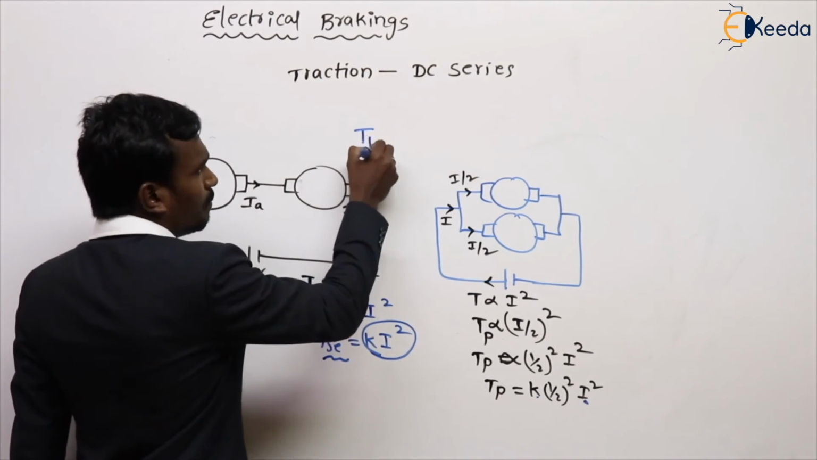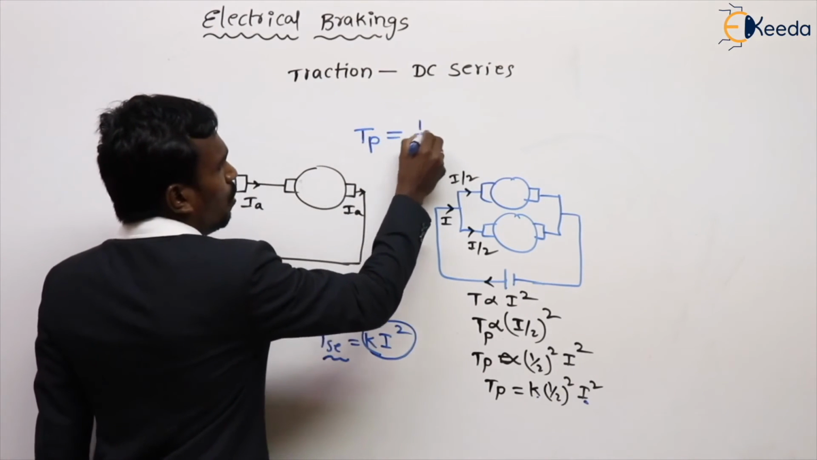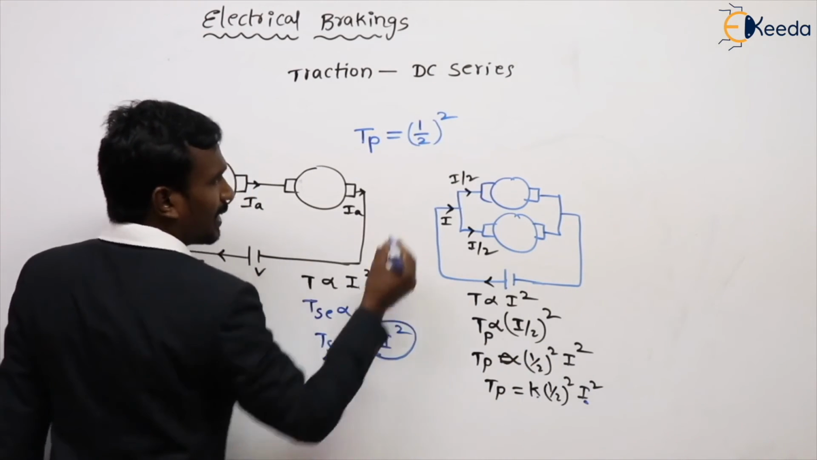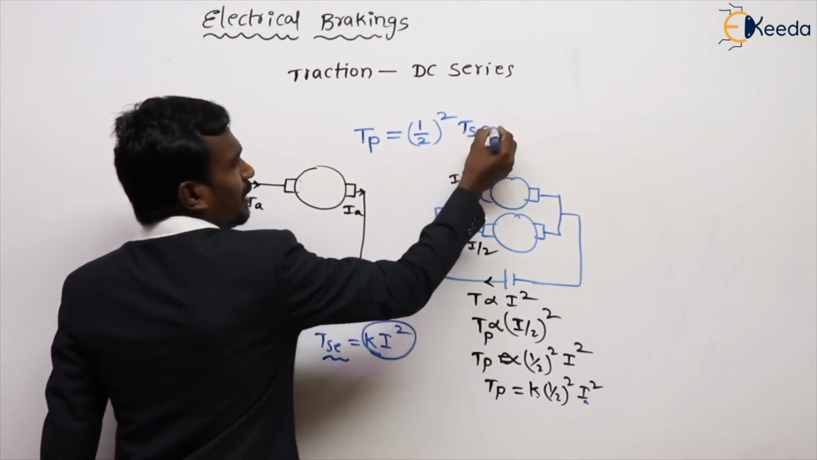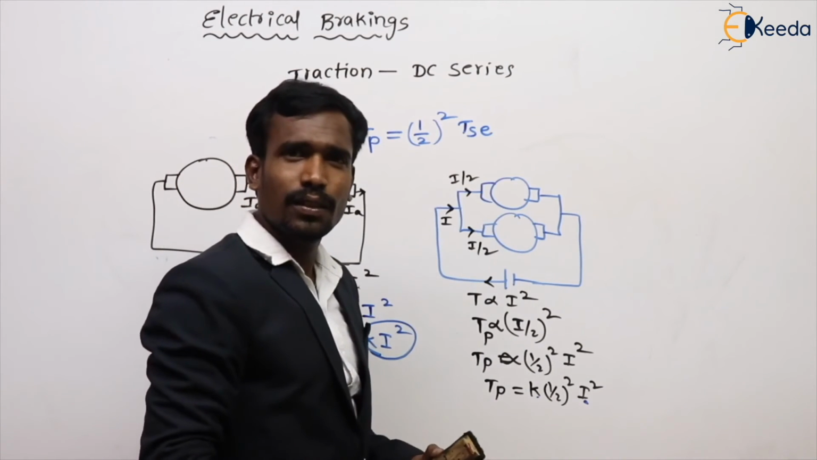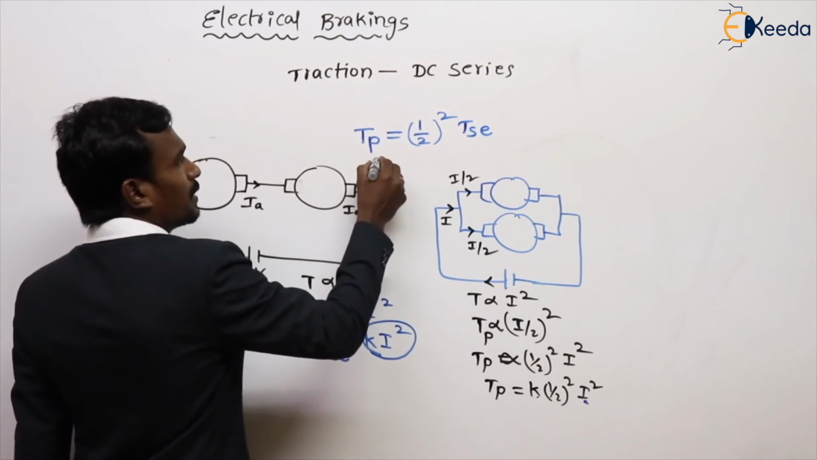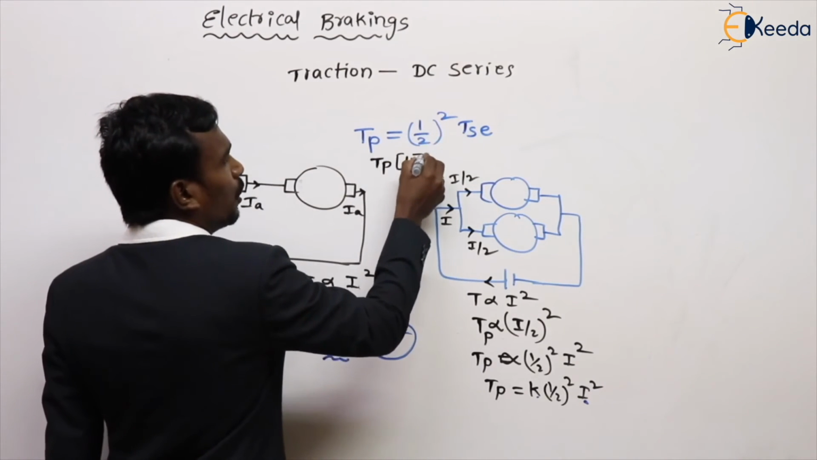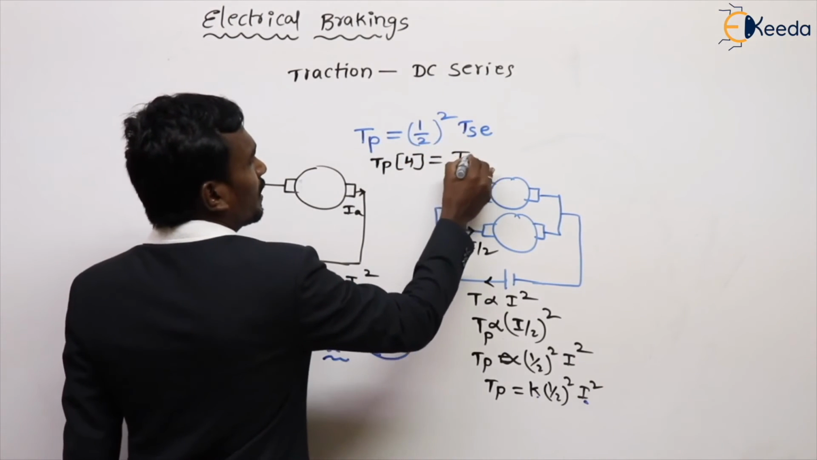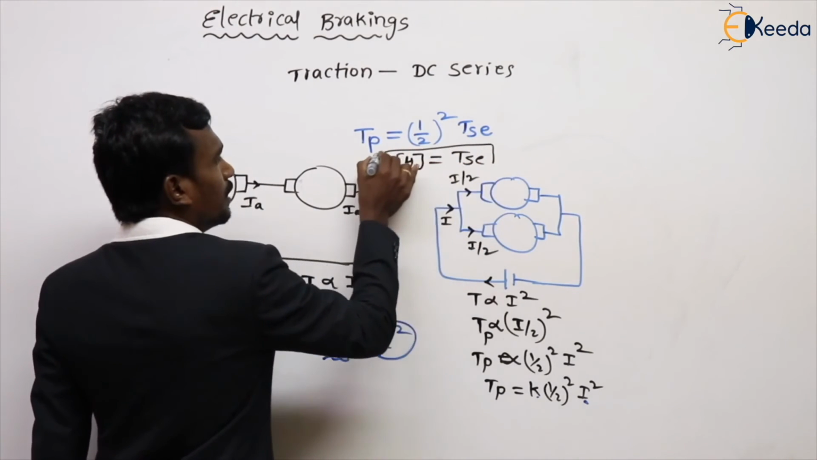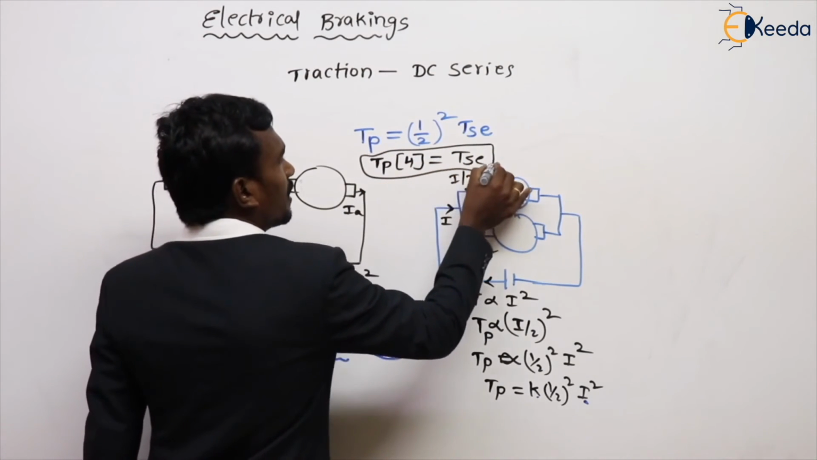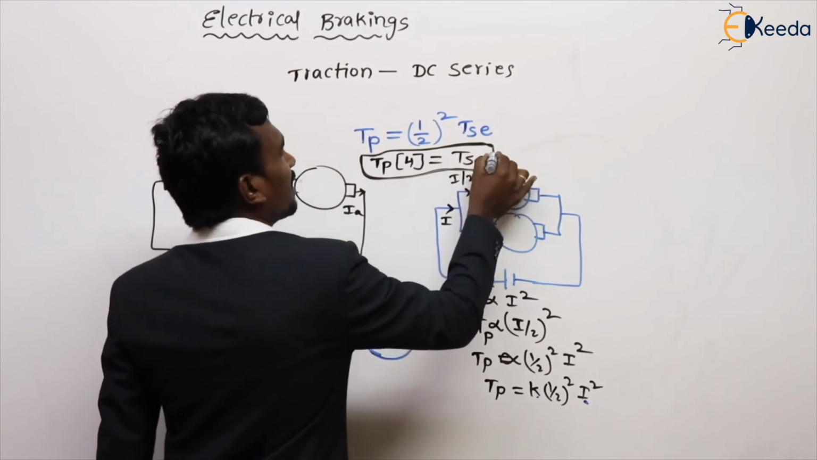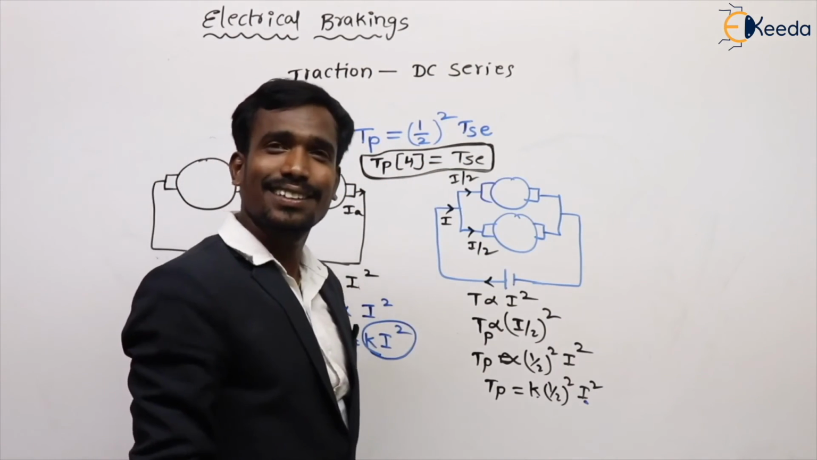So the torque in parallel connection is equal to (1/2)² of K I², and K I² is nothing but the torque in series connection. So the torque in parallel times 4 is equal to the torque in series. In series connection, the torque is 4 times that of the parallel connection.